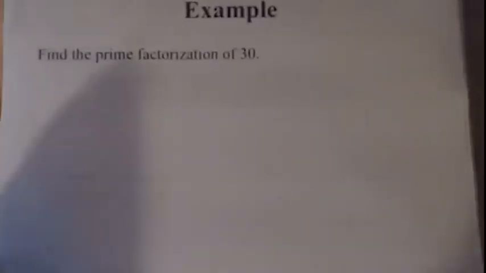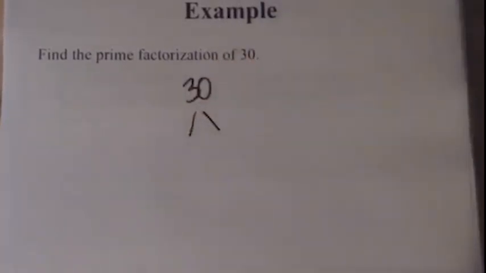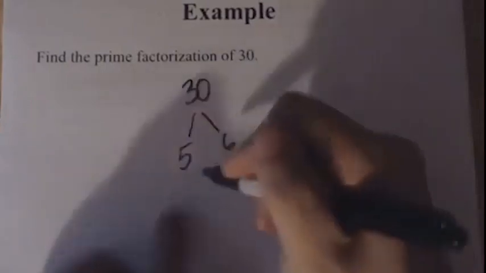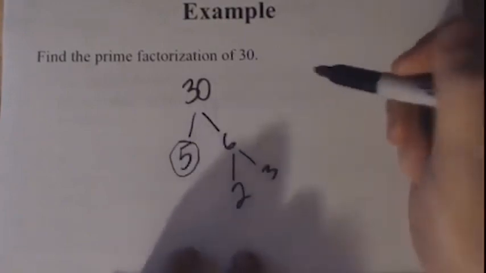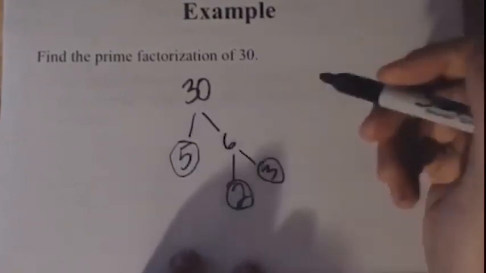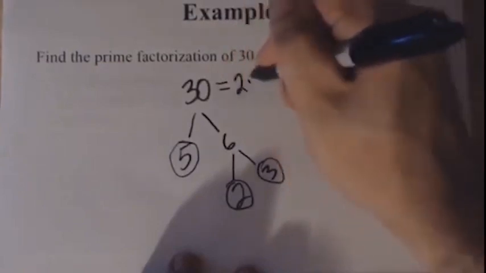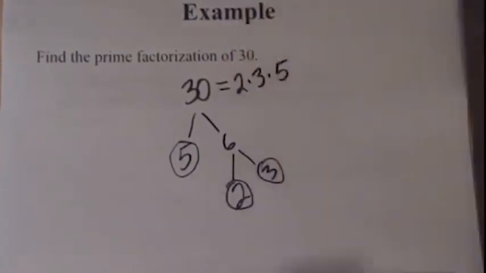So let's work on finding prime factorizations. Let's find the prime factorization of 30. We're going to do this with a factor tree. We just need any 2 numbers that multiply together to give us 30. So how about 5 times 6? If it's prime, we can't branch it. 5 is prime. We can't branch it. But 6 is 2 times 3, both of which are prime, so we're done. 30 is 2 times 3 times 5.